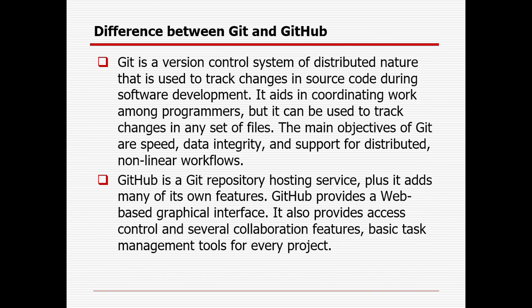So next is the difference between Git and GitHub. Git is a version control system of distributed nature that is used to track changes in source code during software development. It aids in coordinating work among programmers, but it can be used to track changes in any set of files. The main objectives of Git are speed, data integrity, and support for distributed nonlinear workflow. Whereas GitHub is a Git repository hosting service. Plus, it adds many of its own features. GitHub provides a web-based graphical interface. It also provides access control and several collaboration features, and basic task management tools for every project. So Git is a version control system, whereas GitHub is a Git repository hosting service.